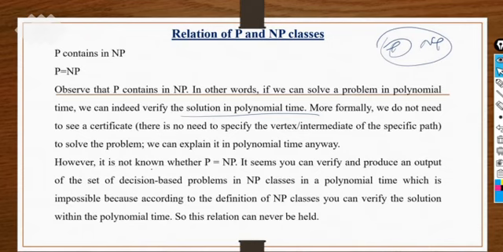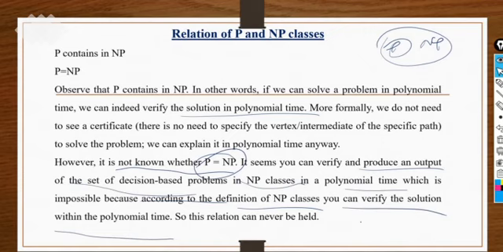However, it is not known up to now whether P equals NP. It seems you could produce an output for the set of decision problems in NP that can be solved in the near future in polynomial time. But that is impossible, because according to the definition of the NP class, you can verify the solution within polynomial time. So this relation can never be held up to now, right?